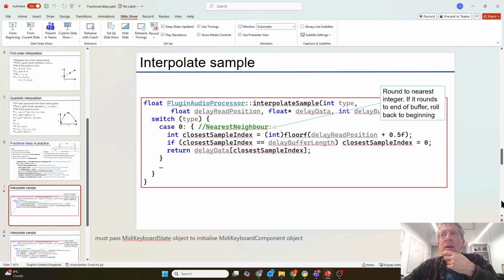And then finally, we have interpolating the sample. So we have a routine associated with a plug-in audio processor.